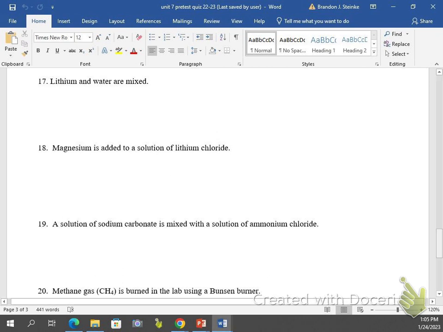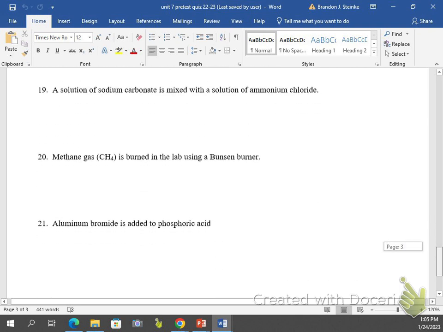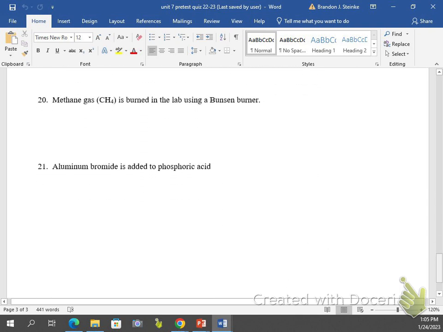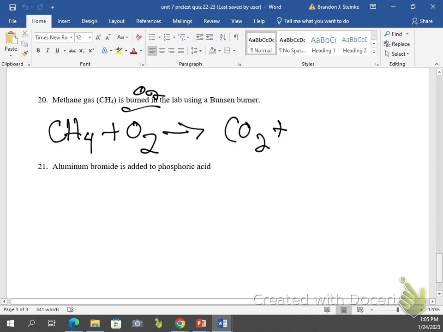Okay? The next one, number 20 and 21. All right? So number 20, methane gas, CH4, is burned. That implies O2. Because this is combustion. It's burned, that means it's combustion. Always forms carbon dioxide and water. Now, I did have a few people put no reaction right here, but this is a liquid. This is a gas, actually. You don't need to have those, but now you know why it does happen. Okay, and that's all, I didn't need to balance, okay?